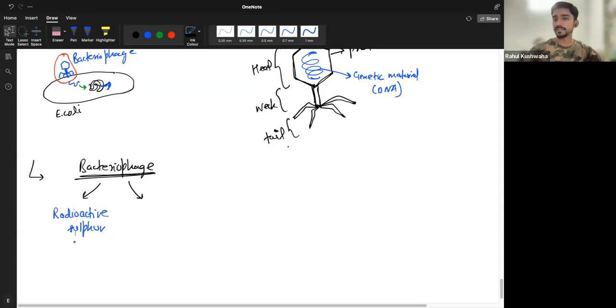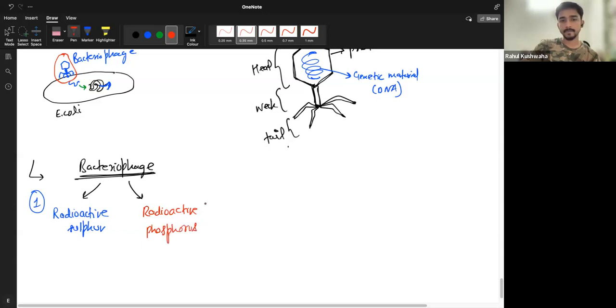It will replicate and make multiple copies. And when we culture a virus, we know that viruses do not behave as living outside the host, right? So clearly, when I'm saying we are culturing these bacteriophages, we are culturing them in bacteria, providing them with bacteria. So the culture contained radioactive sulfur, one. And in the second case, the culture contained radioactive phosphorus. Okay. So this was the second culture and this was the first culture.